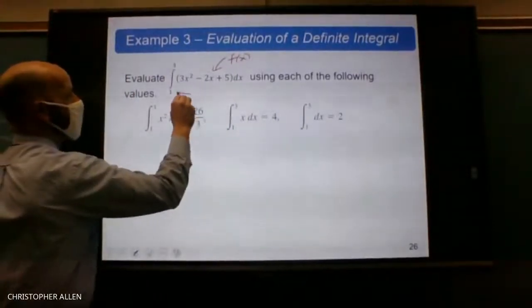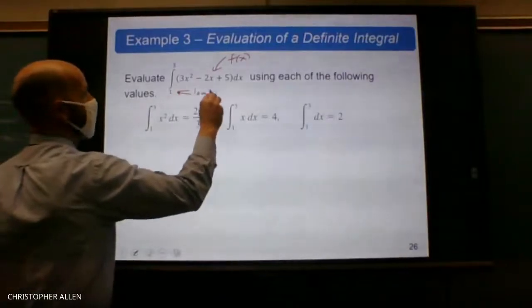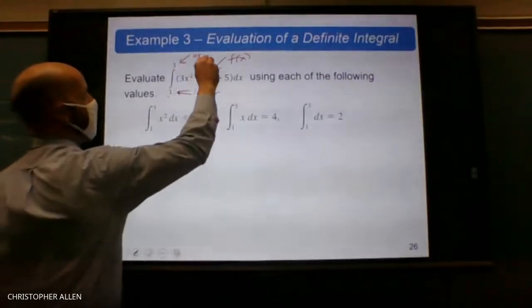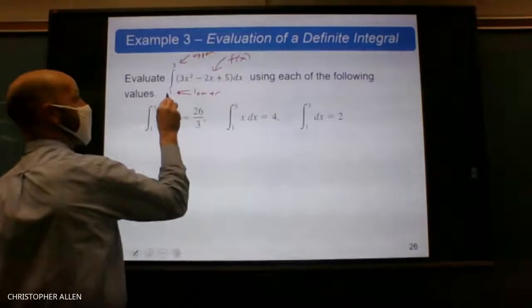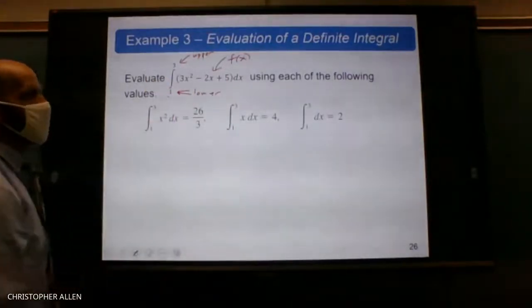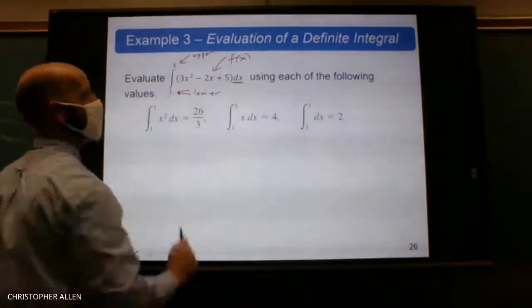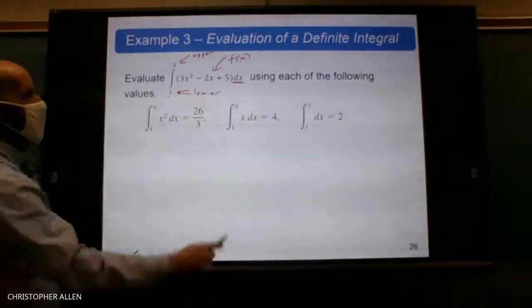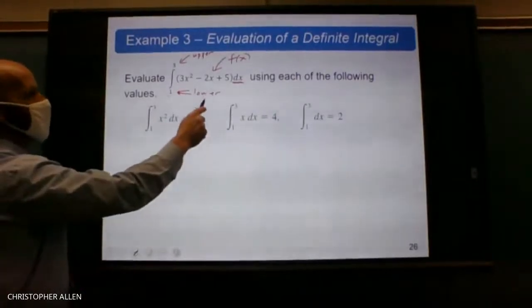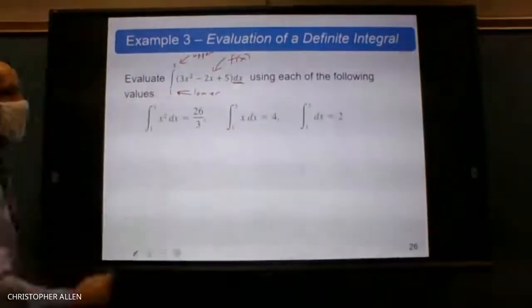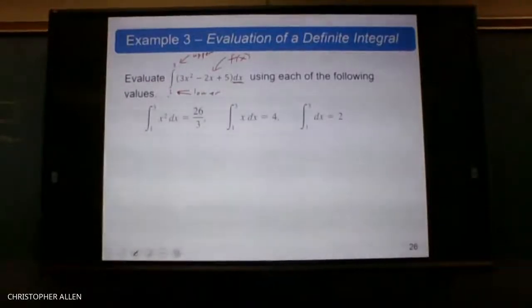This is what we call the lower limit of integration. This is the upper limit of integration. So this is telling us where we start. This is telling us where we stop. This is telling us the variable with which we're integrating. And now it says, use this information to find that answer.